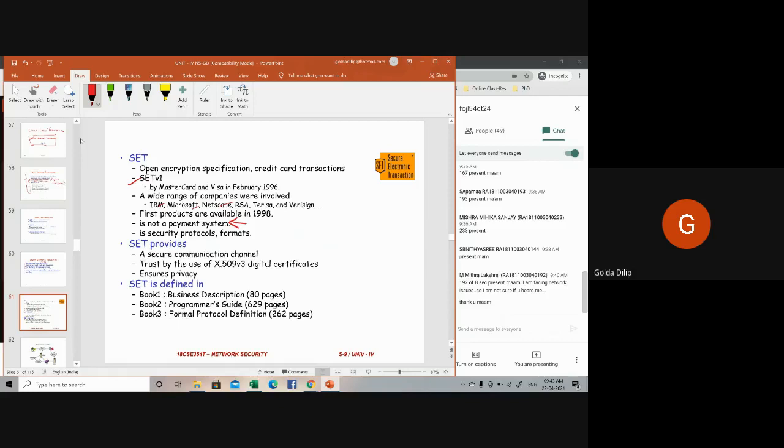What SET basically provides is a secure communication channel, and then trust through the use of digital certificates, X.509, and it ensures privacy. These are the specifications.